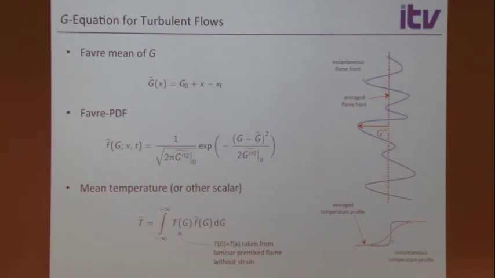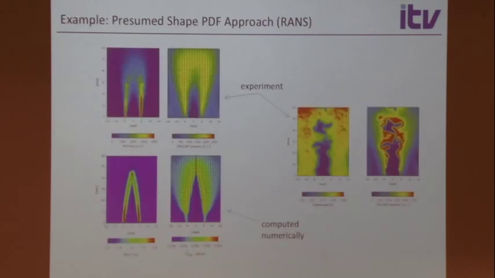So that's how you compute the temperature, and then from the temperature you can compute the density, and the density is what you need in the momentum equation, and then the system is closed. So these are just examples. This here is just a Bunsen flame, and you see this is the simulation, this is the experiment, and you could say, well, some things look similar and some things don't.